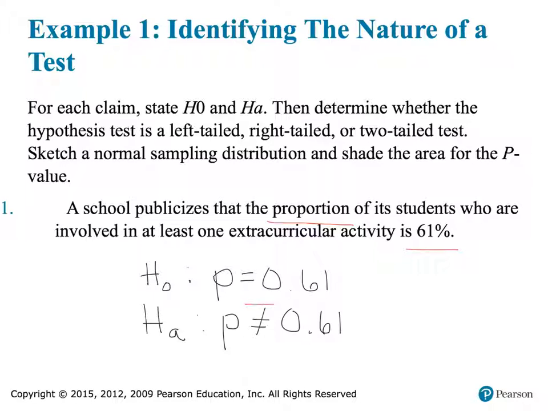So you notice that in our alternative we have a not equal to, and a not equal to is always a two-tailed test. We weren't sure it was going to be less or if it was going to be more. We just think it's going to be different, and that's always a two-tailed test.